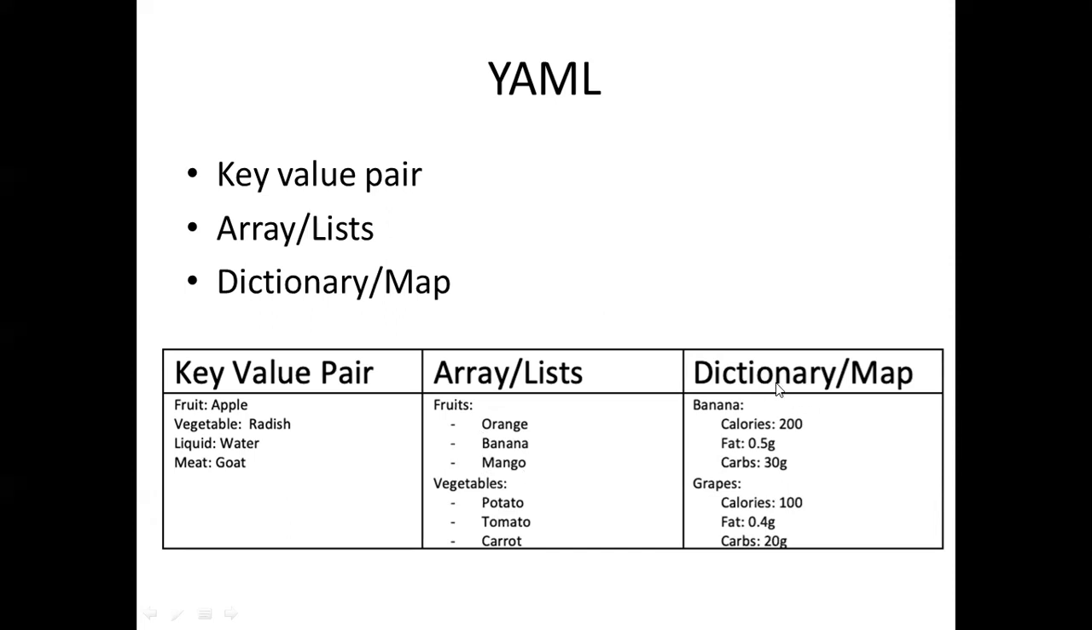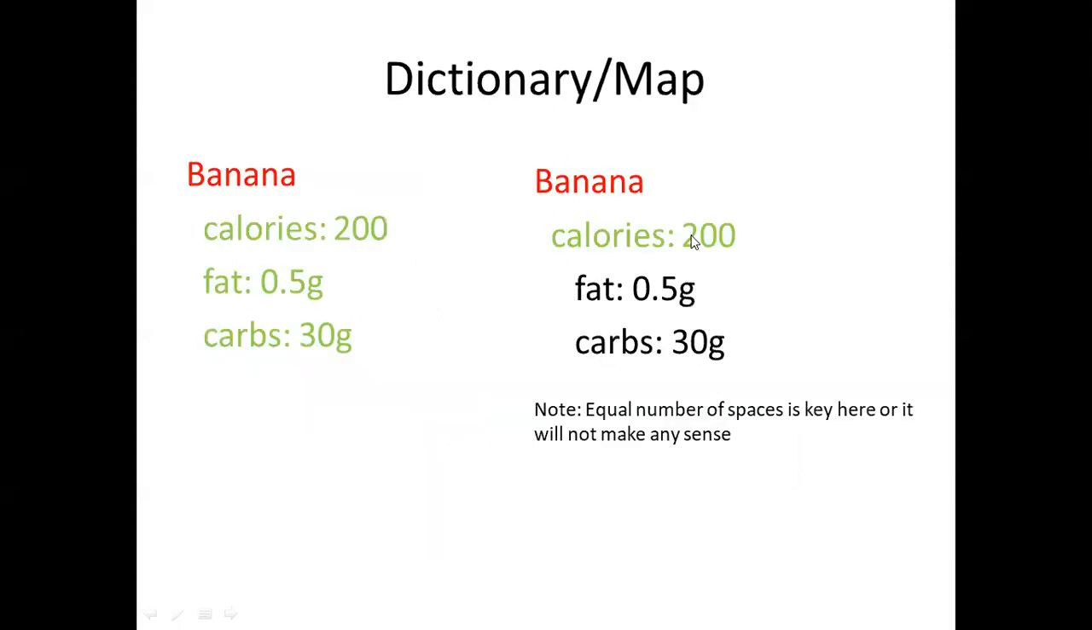And in case you're looking for dictionaries or maps, this is the one. For example, I'm trying to describe banana, what it can give. So this is calories, fat, carbohydrate; grapes, calories, fat, carbohydrates. These are the things you will be defining here. It is the same concept in Perl also. In case you know Perl, where dictionaries and arrays are available, it is the same stuff in YAML.